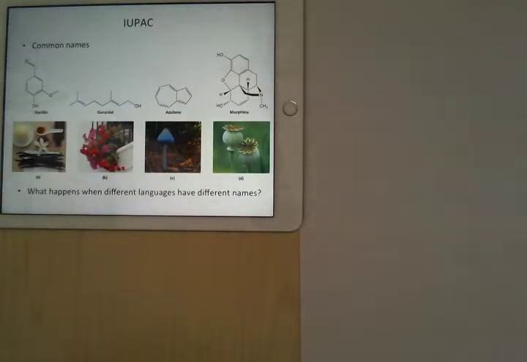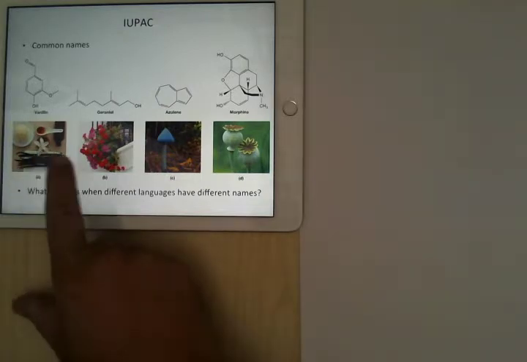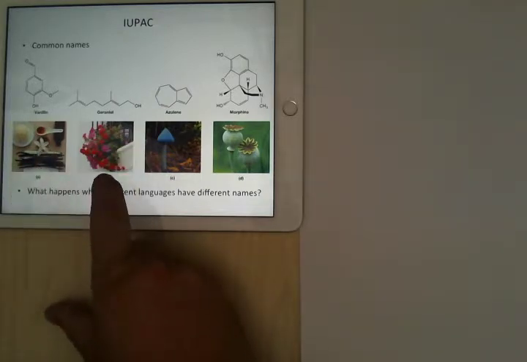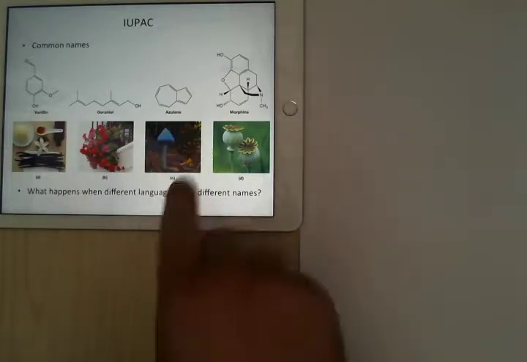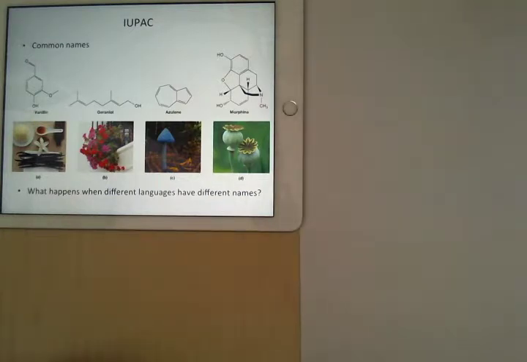So how do we name these things? Well, one of the problems is that a lot of natural products have common names. A lot of structures have common names. So here it's vanillin, one of the components of vanilla. Geraniol is from geraniums. Azulene is from these blue mushrooms, and then morphine from the opium poppies here.